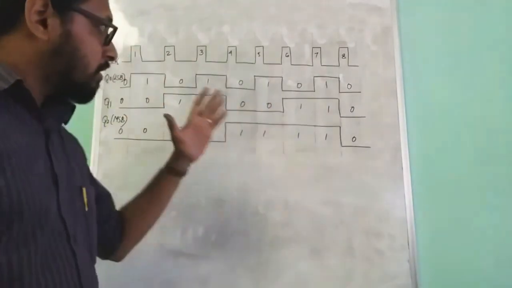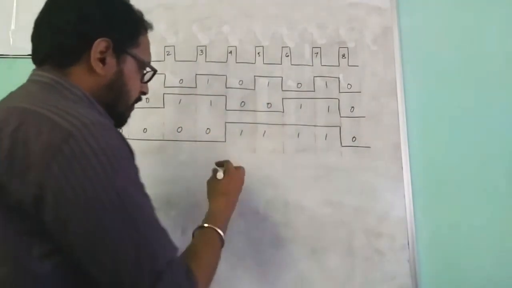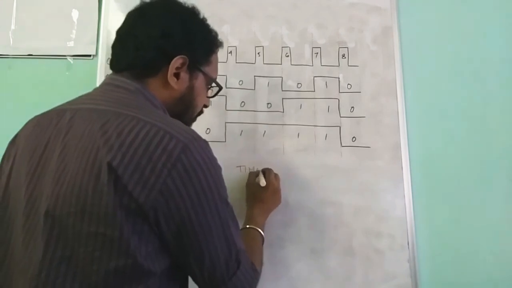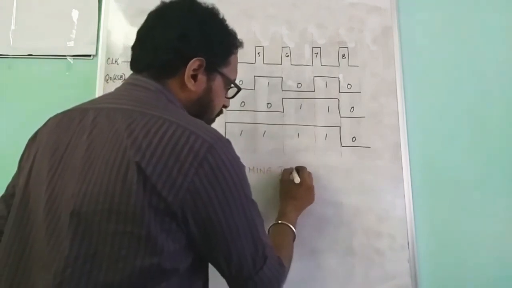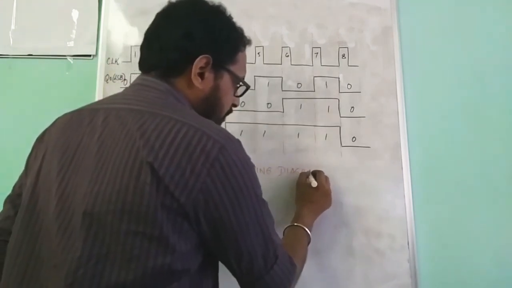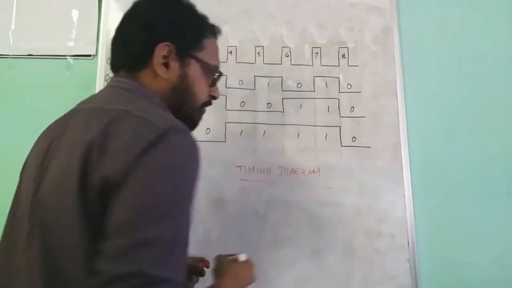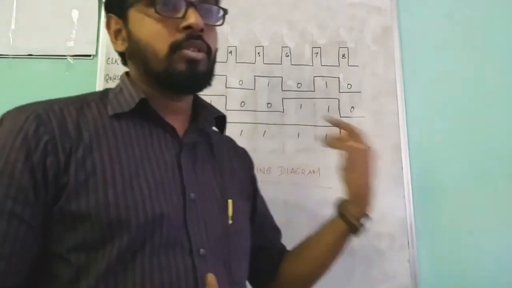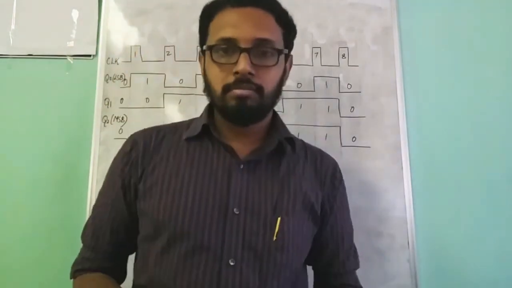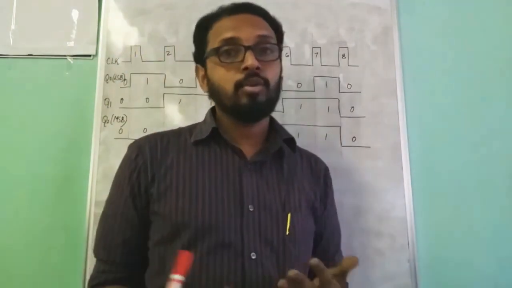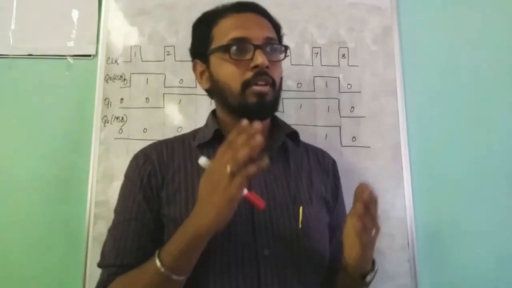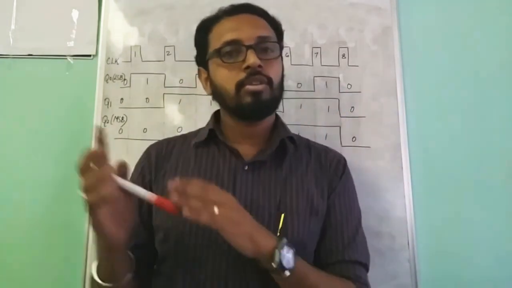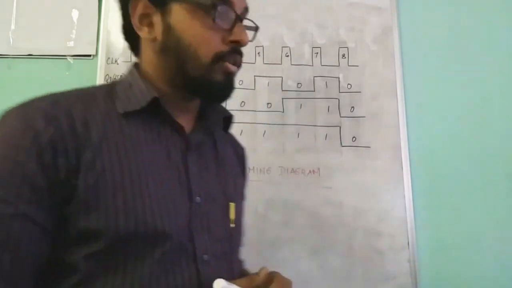And this is the timing diagram of the 3-bit asynchronous counter. As I told before, you know the diagram. You already know the truth table, and how we got the truth table from the diagram, that also we got right now.